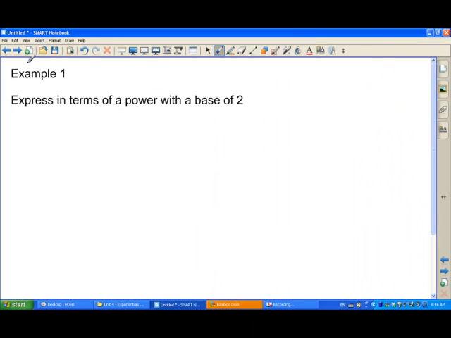So as an example, we'd like to express some different numbers as powers with a base of 2. Okay, and this really is review from grade 11. So as an example, the number 8 can be expressed as a power with a base of 2. 8 is the same as 2 to the power of 3.